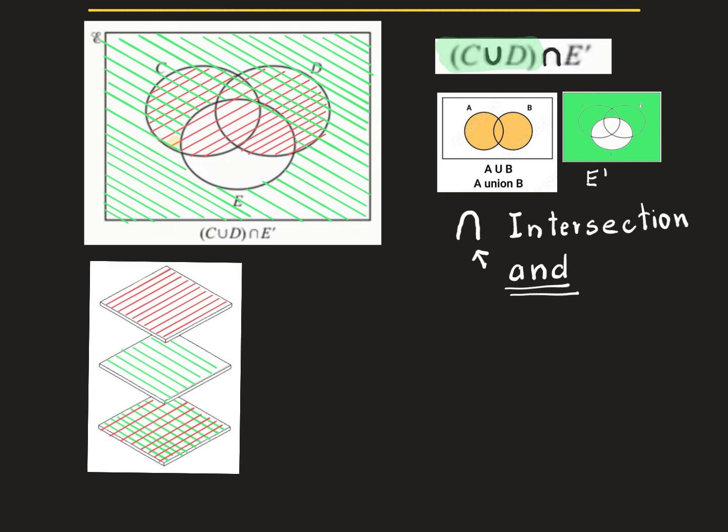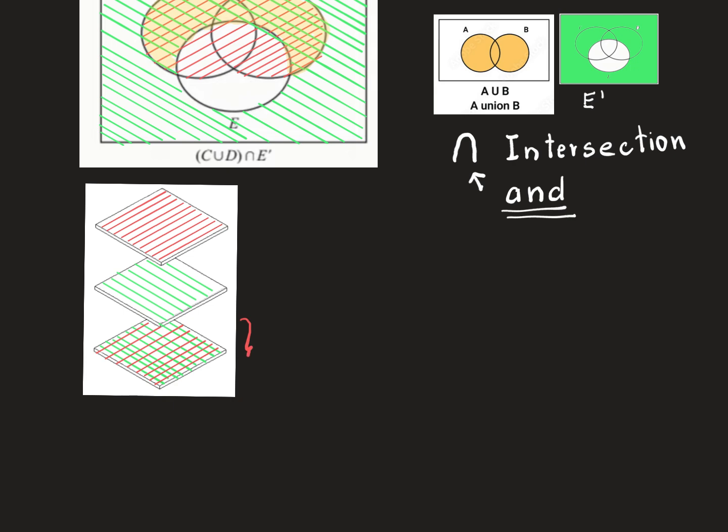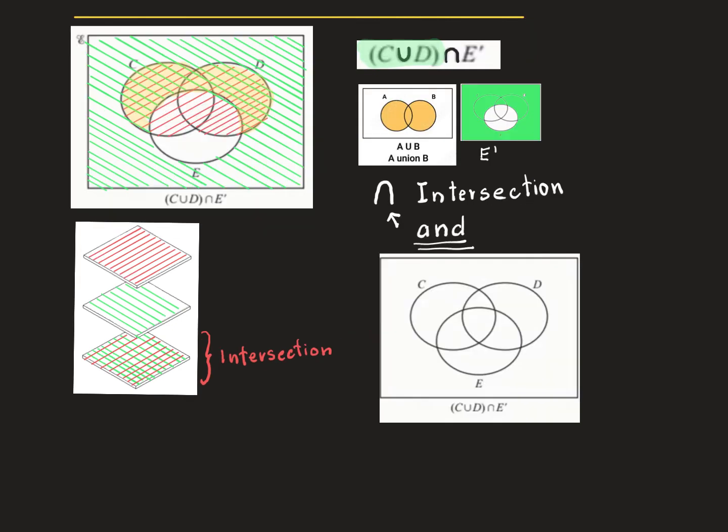This is where they intersect: in this segment over here, and in this segment over here, and also in here. That's why we used lines in opposite directions. And this is where the intersection occurs. The result of this whole thing is this, this, and that.